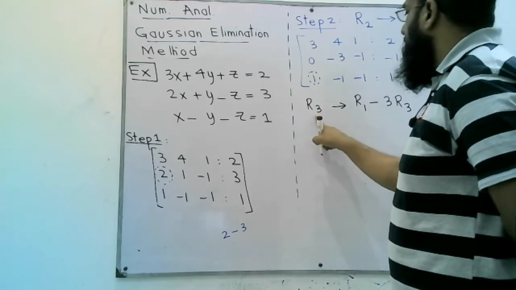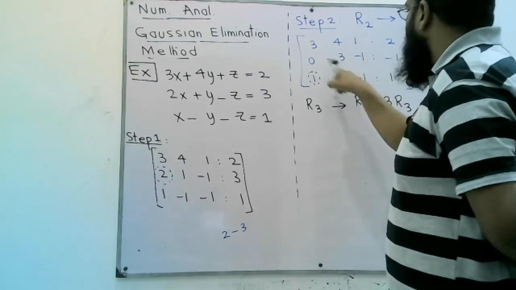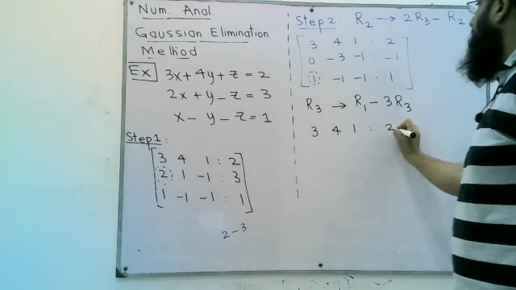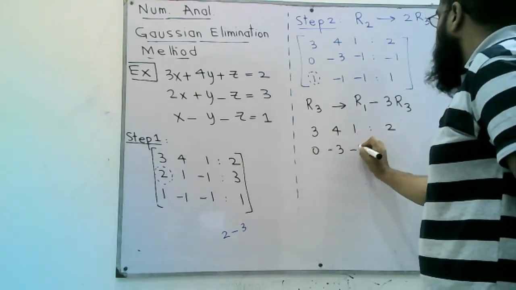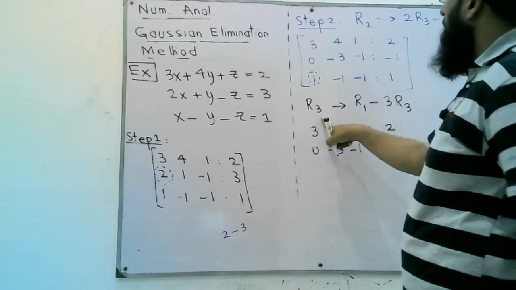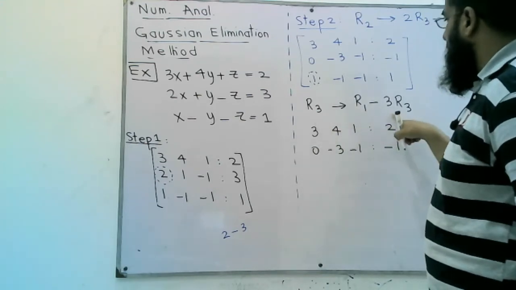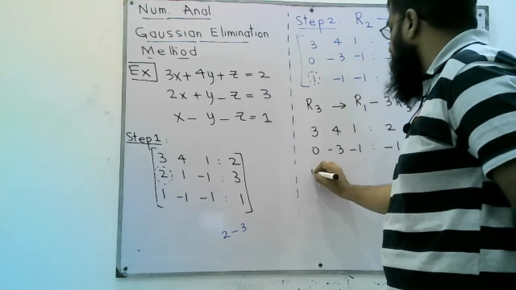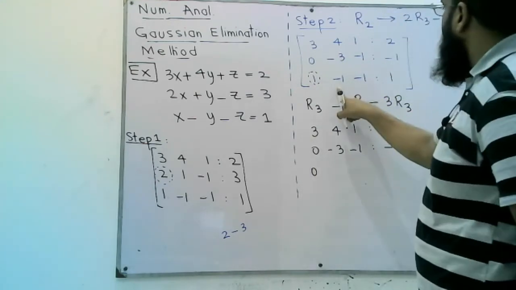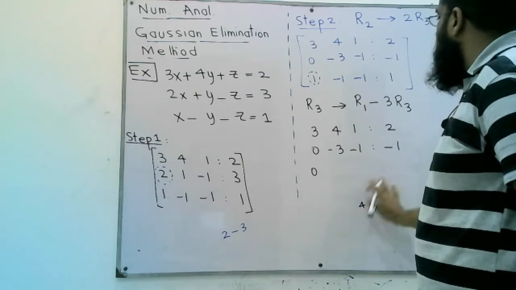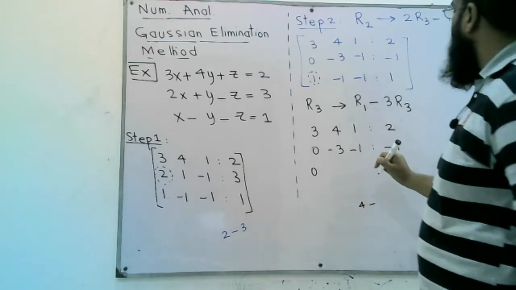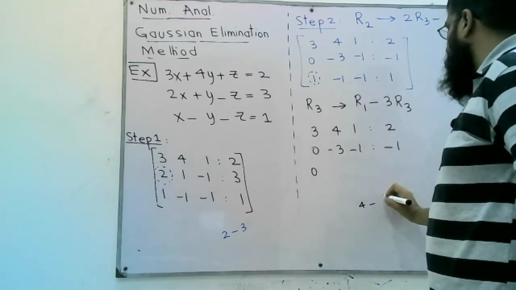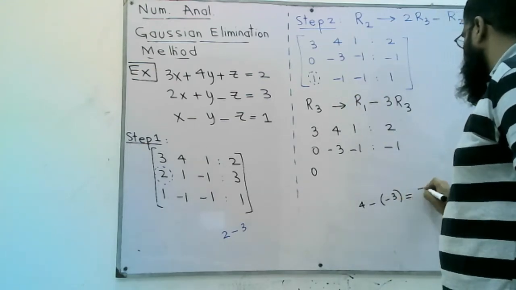So we are going to change R3, so we'll write R1 R2 as such, 3 4 1 2, 0 minus 3 minus 1 minus 1. Right, so R3 is R1 minus 3 R3. R1 is 3 minus 3 times R3. 3 minus 3 is a 0. Right, R1 4 minus 3 times R3. 4 minus 3 times minus 1 minus 3, so it's a 7.